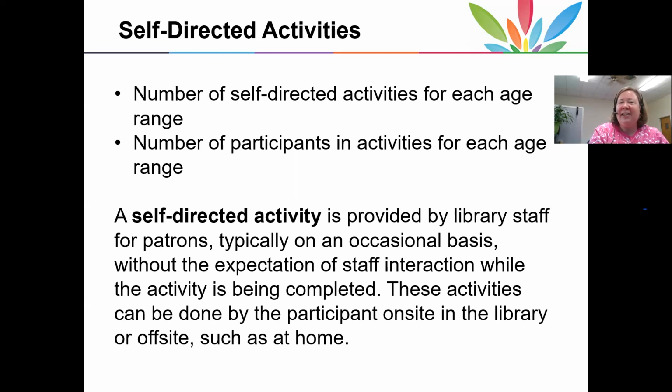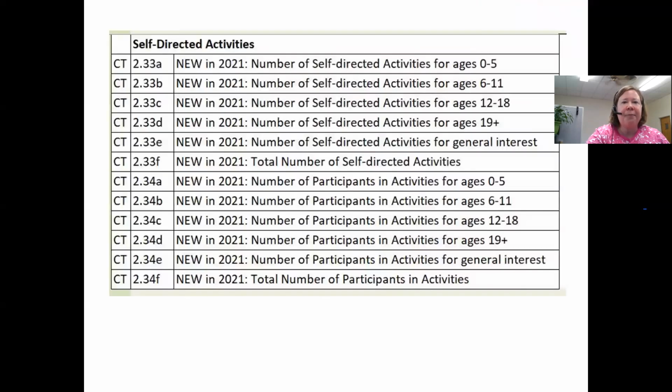And some of these actually happen in the library back in the olden days when we had people there, right? You'd have like a craft out on the table in the children's room. Parents could just drop it and do it whenever they wanted to. They didn't expect you to help them. It was just kind of a fun thing that they could do with the kids. So that's another example of a self-directed activity.